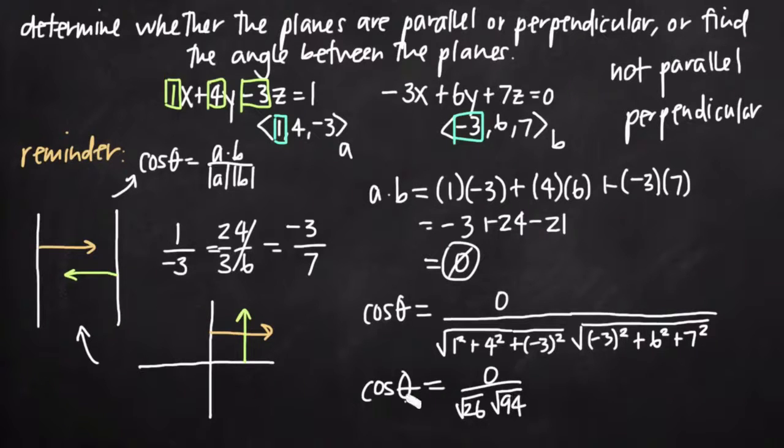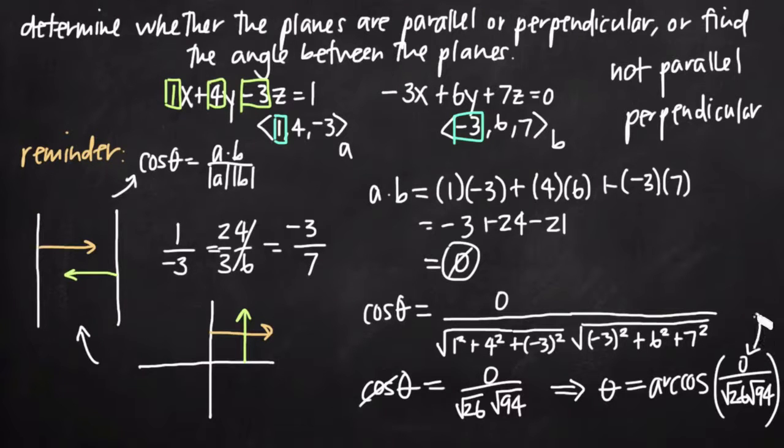When you do that, here's how you're going to solve this for theta. You're going to take the inverse cosine function, or cosine to the -1, or arc cosine of both sides. When you do that, you're going to get cosine over here on the left to cancel, leaving you just with theta. That's going to be your angle between the planes. So you're going to get theta is equal to arc cosine, or cosine to the -1, of your value over here on the right. In our case, it's 0 over square root 26, square root 94.